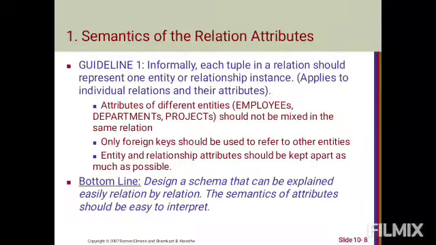First one, the semantics of the relational attribute. Guideline number 1 says each tuple in a relation should represent one entity or relationship instance. That is, design a relational schema so that it is easy to explain its meaning. Do not combine attributes from multiple entity types and relationship types into a single relation.